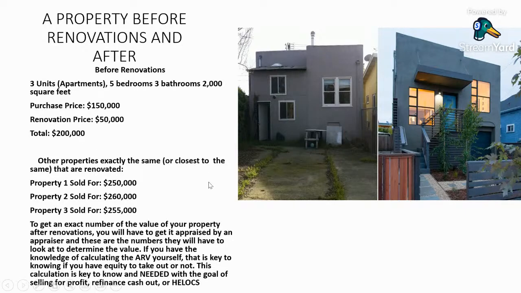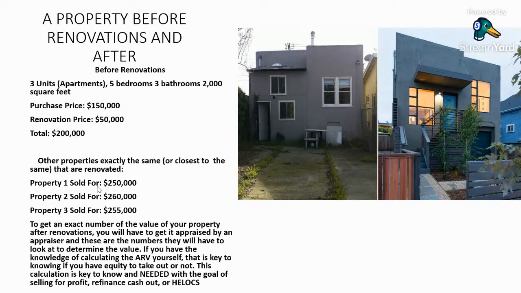Now the ARV, let's say, you know, in this game you've got to be safe, right? So let's just take the lowest ARV, the lowest that the other properties sold for. The highest is $260,000, but the lowest is $250,000. Let's go with the lowest because we want to play it safe, so to say. You want to have a safe strategy. You don't want to go in there just doing whatever, right?